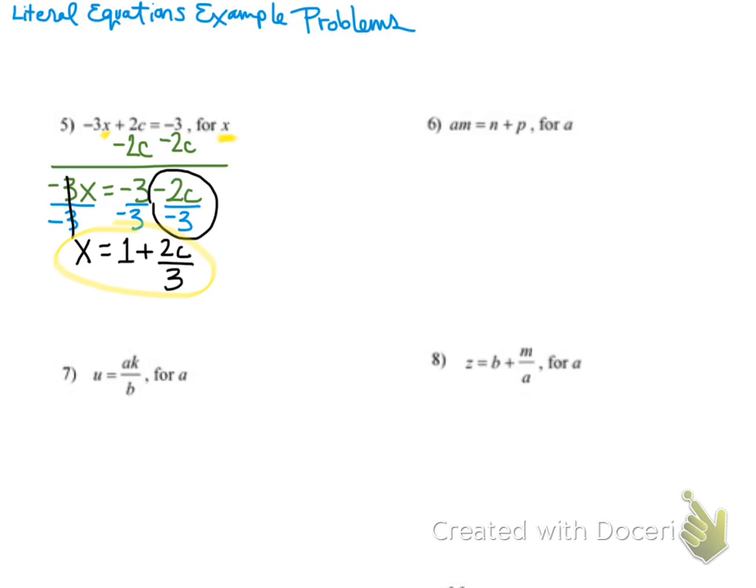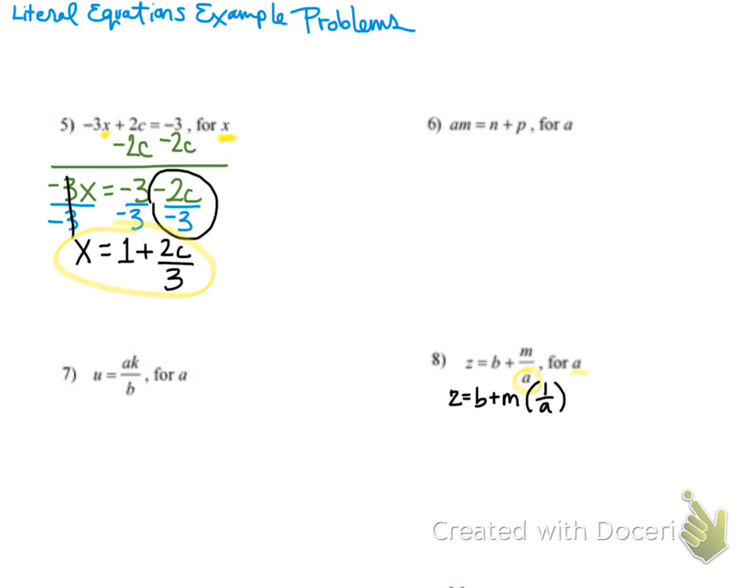So for number 8, we're looking for A. A's right here. What do we have? We have a plus B and an m on top of a fraction. So I'm going to rewrite this as z equals b plus m times 1 over a. And that's going to help me figure out what exactly my inverse operations are.